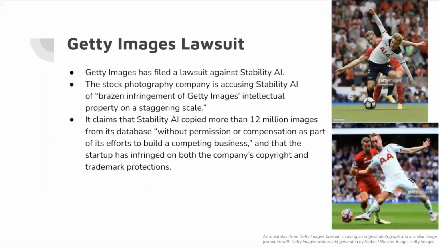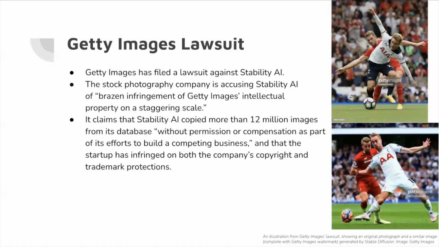So Getty Images, probably the world leader in image databases, has filed a lawsuit against Stability AI. The stock photography company is accusing Stability AI of brazen infringement of Getty Images' intellectual property on a staggering scale. It claims that Stability AI copied more than 12 million images from its database without permission or compensation as part of its efforts to build a competing business, and that the startup has infringed on both the company's copyright and trademark protections. So one of the examples that they're using, I provided on the right side here.